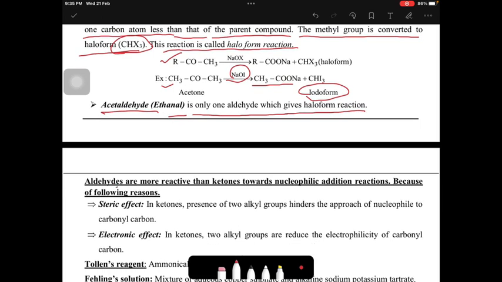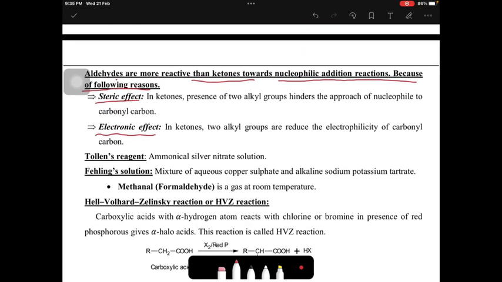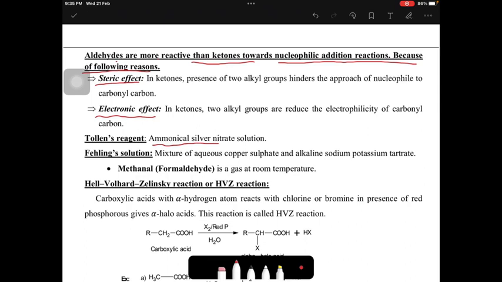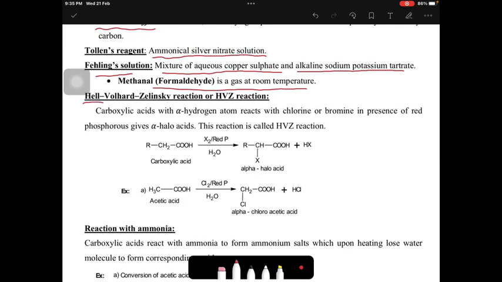Aldehydes are more reactive than ketones towards nucleophilic addition reaction because of the following reasons: one is steric hindrance, another one is electronic effect. Tollens reagent is ammoniacal silver nitrate solution. Fehling solution means a mixture of aqueous copper sulfate and alkaline sodium potassium tartrate. Methanal, formaldehyde, is a gas at room temperature.